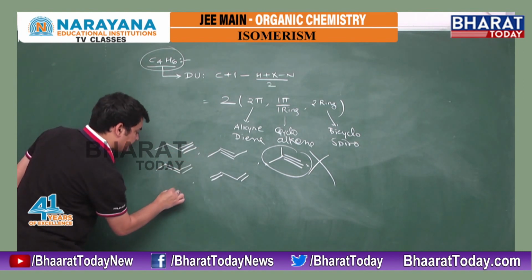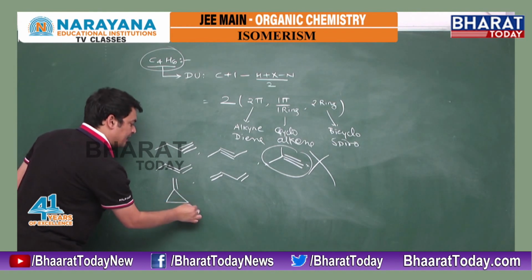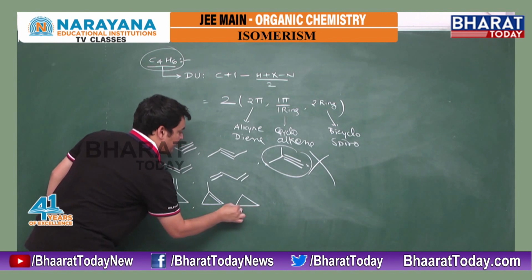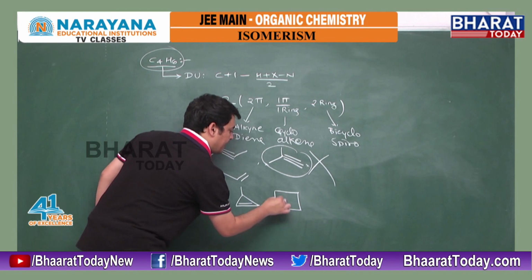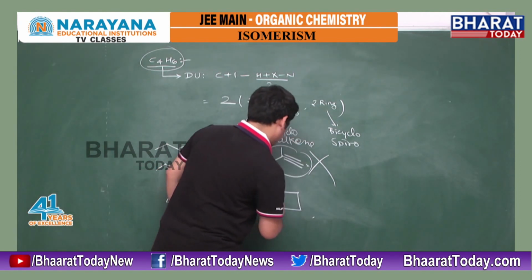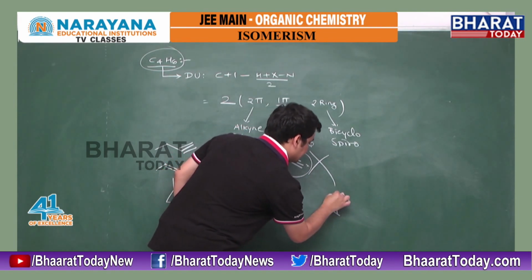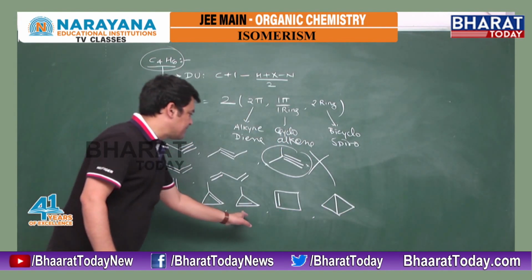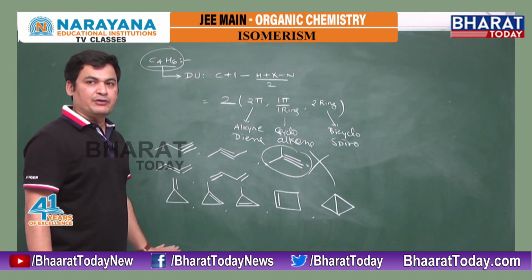1 pi and 1 ring: 3 carbon ring, 1 carbon outside, 1 pi I can write here, here, or here. Or if all 4 carbon are in the ring, I may write like this. If both pi become ring, then with 4 carbon I can get this case also. So 1, 2, 3, 4, 5, 6, 7, 8 and 9. I am getting 9 isomers for the formula C4H6.